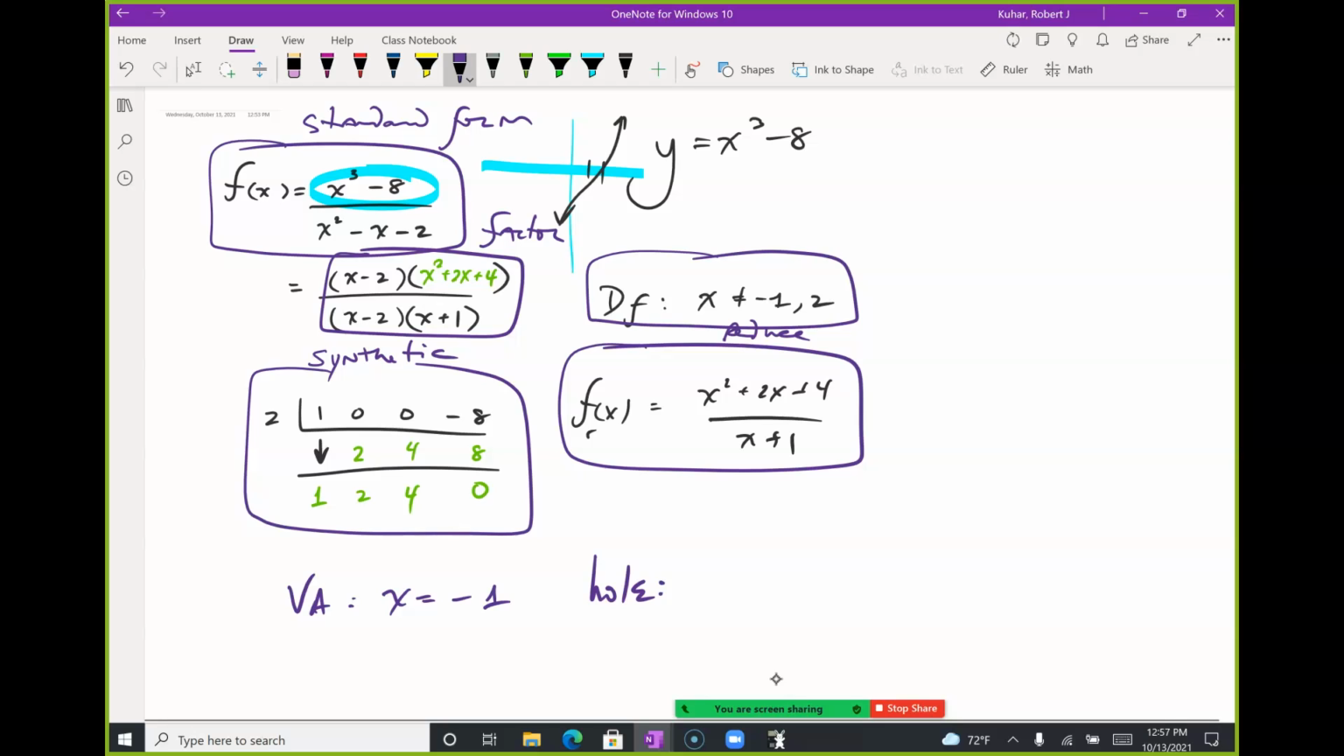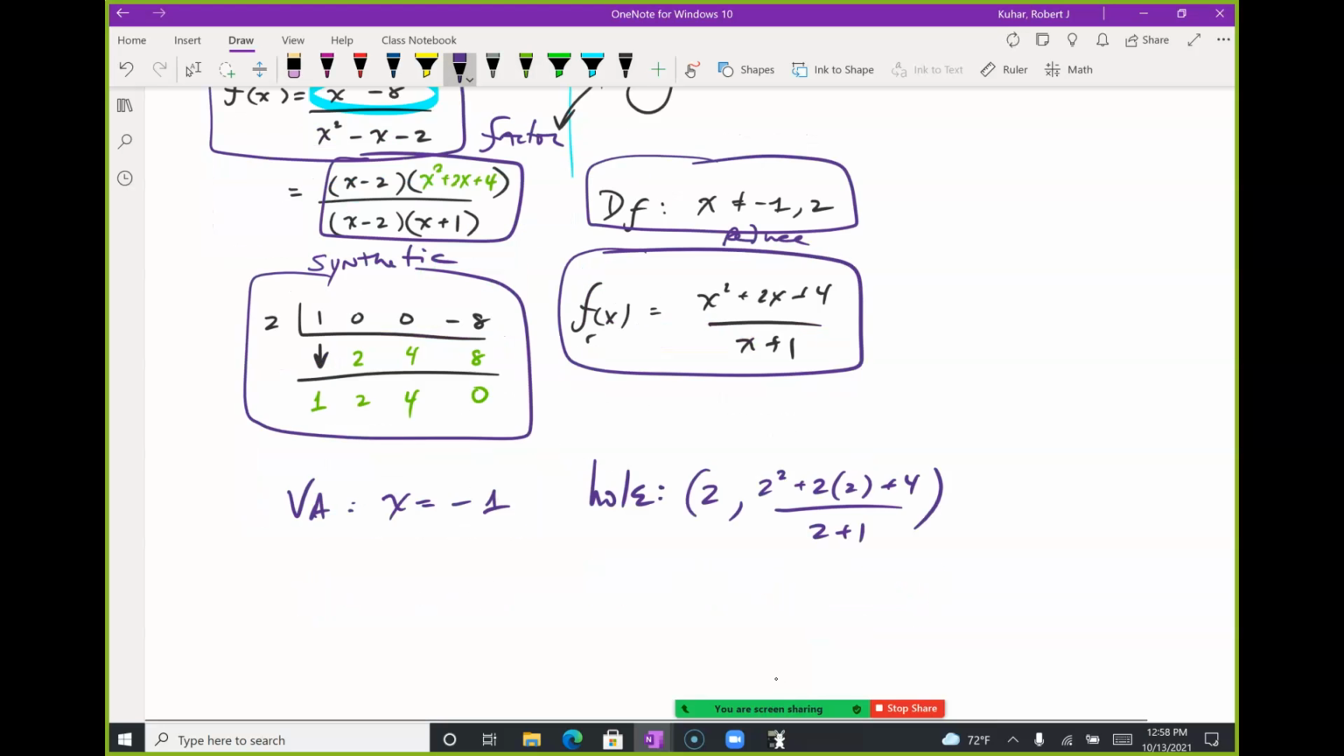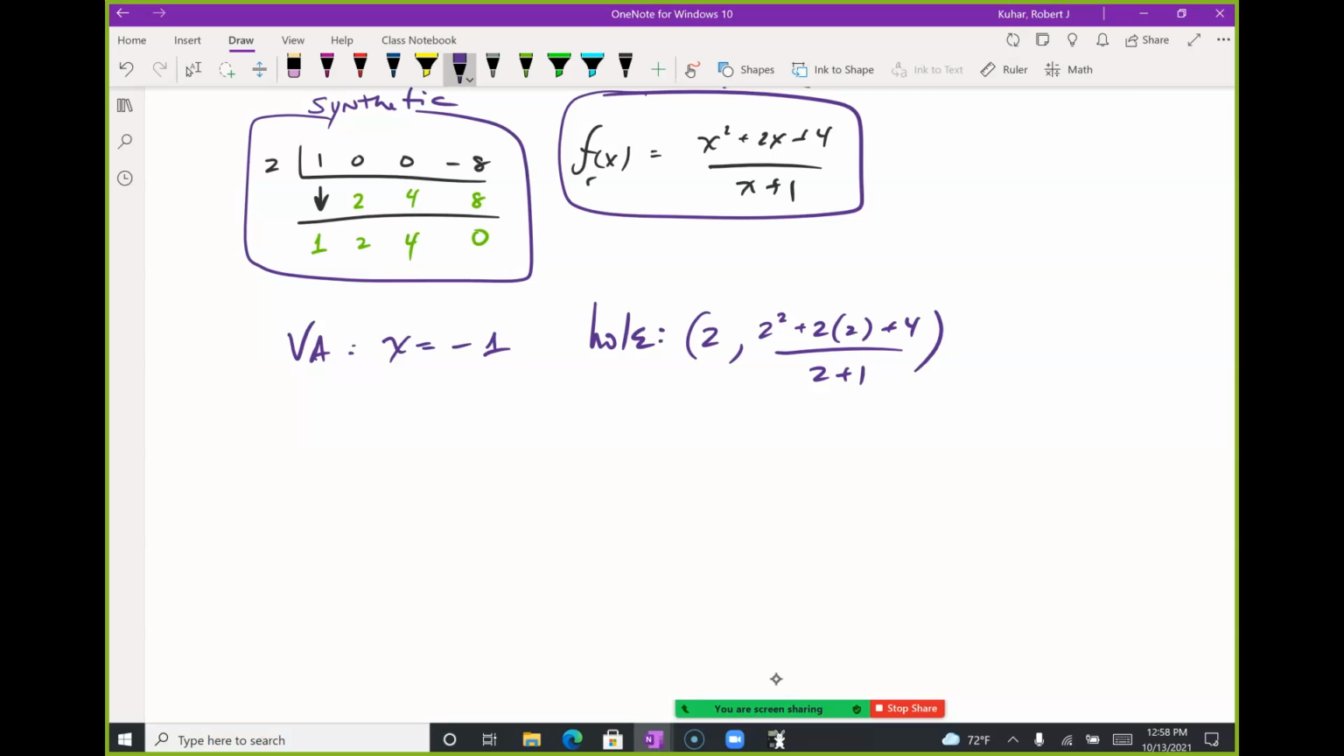Are you with me? And what do I get when I plug in 2? I get 2 squared plus 2 times 2 plus 4 over 2 plus 1. Right? I'm plugging that into the reduced version because that's where I can plug it in. So what do I get? I get 2 comma 12 over 3, 4. 2 comma 4 is a hole.